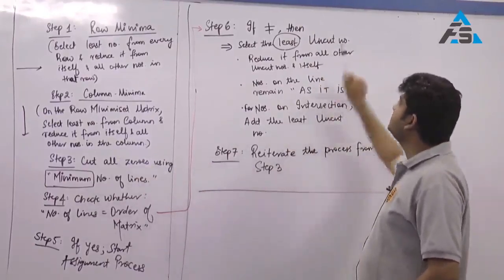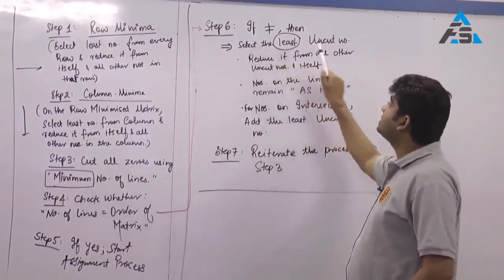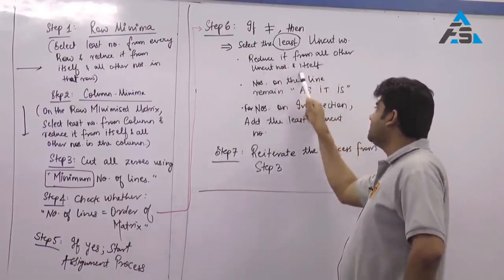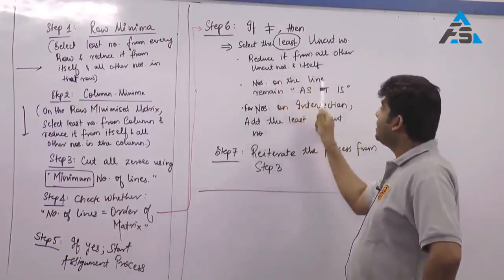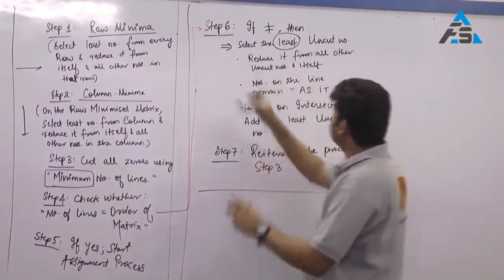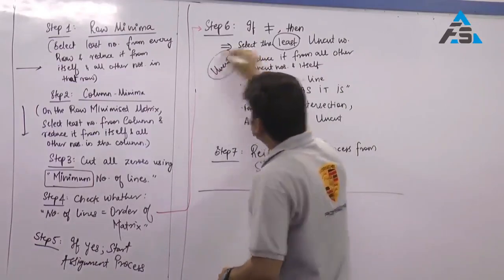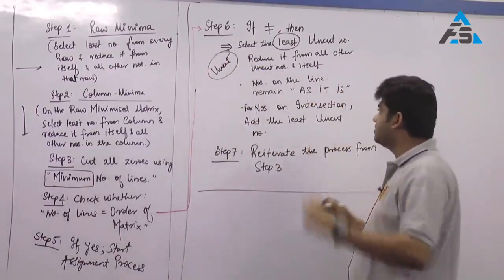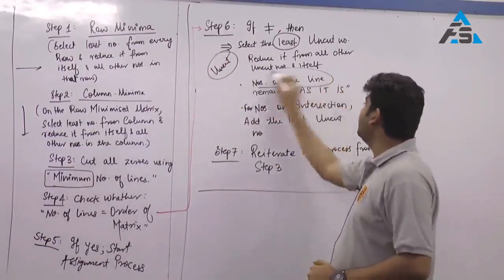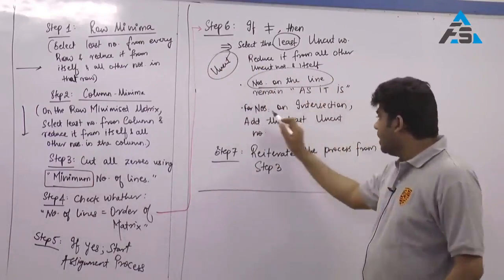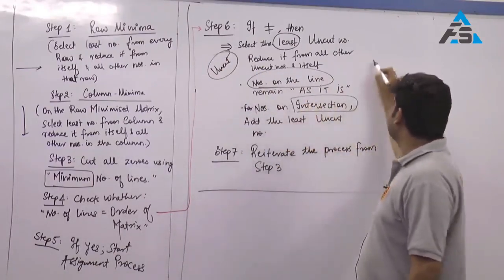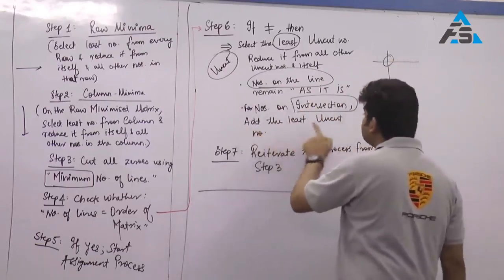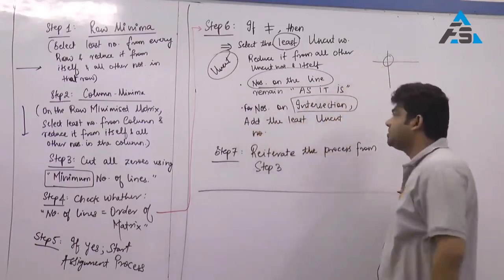There will be some numbers which are uncut. So select the least uncut number, reduce it from itself and all other uncut numbers. Numbers on the line remain as they are, do not touch them. Numbers on intersection, so there can be an intersection. For that number, add the least uncut number to that intersection point.